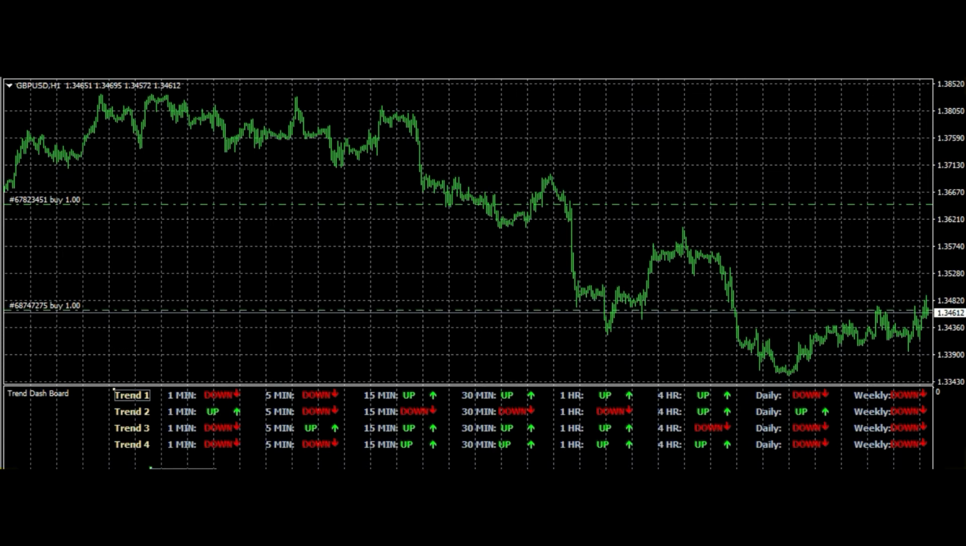For example, right now we're on the British pound dollar chart, and you can see the overall trend is a bearish trend. We see right now only the 1 hour chart, but if we look at the trend dashboard, you will see that on the weekly and daily chart we have a downtrend, and this is the overall trend. Of course, we can see that in the last 24 hours the trend is trying to change, because we have an uptrend on the 1 hour and 4 hour chart.